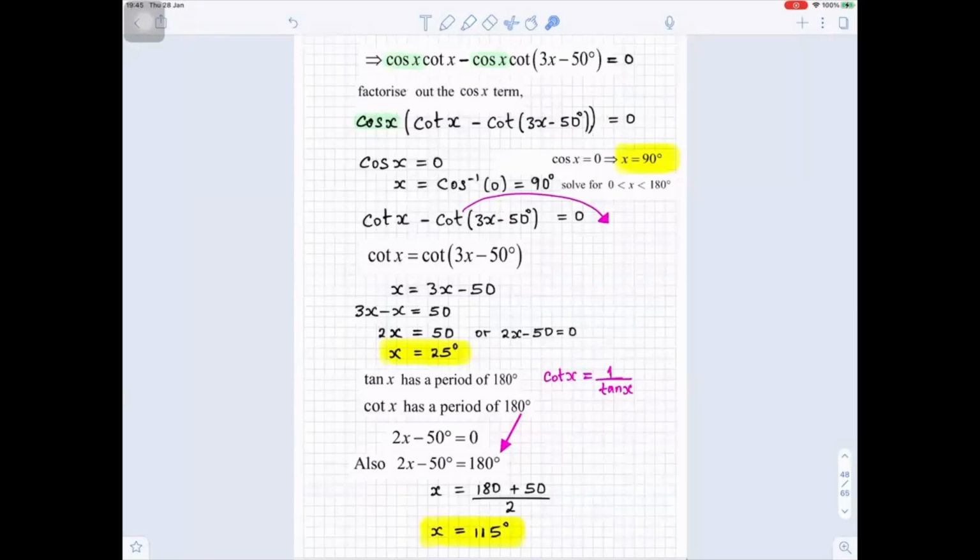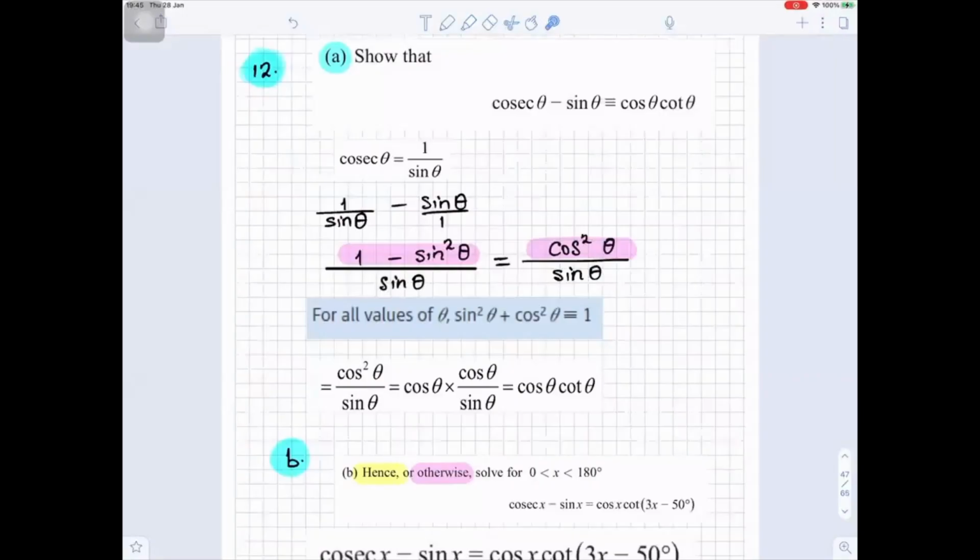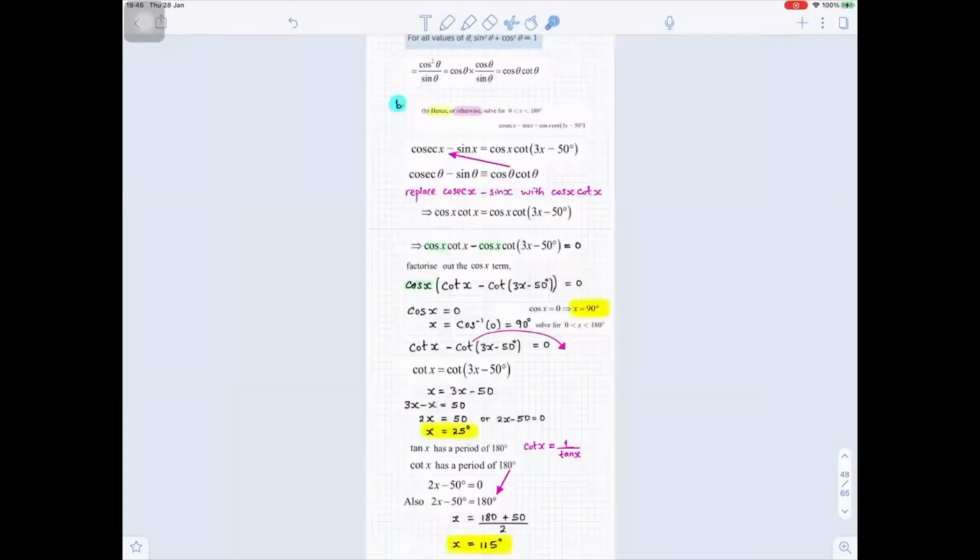So these are the answers you have. Cos x is equal to 0. That means x is 90 degrees, because the one between 0 and 180. You start at 0 and 180. That's where they want the answer. And x is 25 degrees. And x is 115 degrees. So that's part A for question 12. And that is part B for question 12.